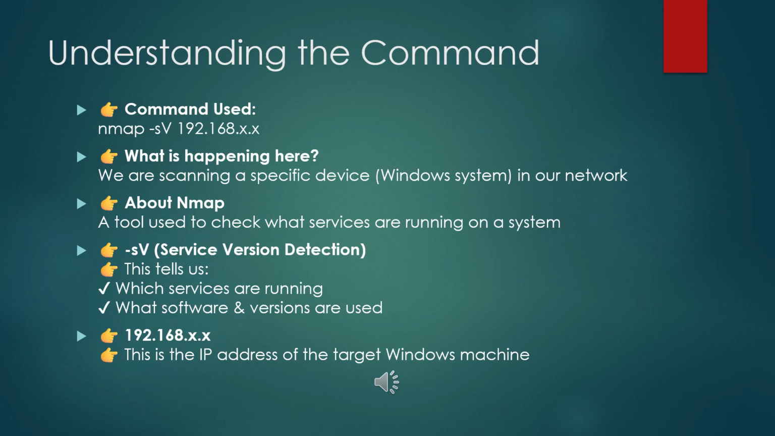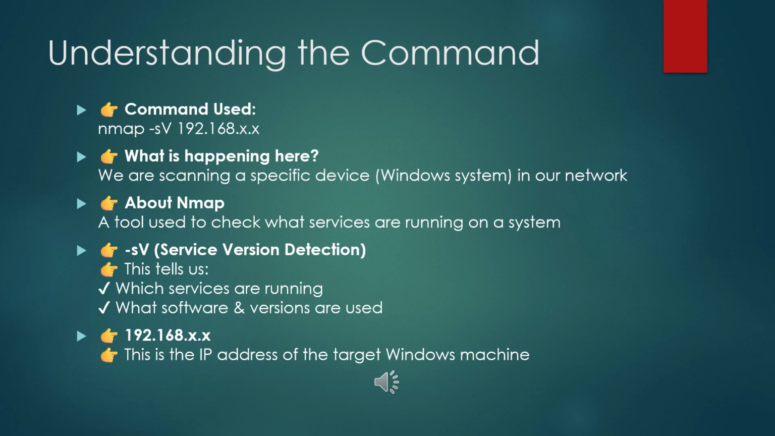Nmap is a very powerful tool used by ethical hackers and security professionals to understand what is running inside a system. The -sV option is very important. It performs service version detection, which means it doesn't just show open ports, it also tells us exactly what software and versions are running behind those ports. For example, instead of just showing port 80 as open, it may tell us that Apache or IIS web server is running, and even its version.